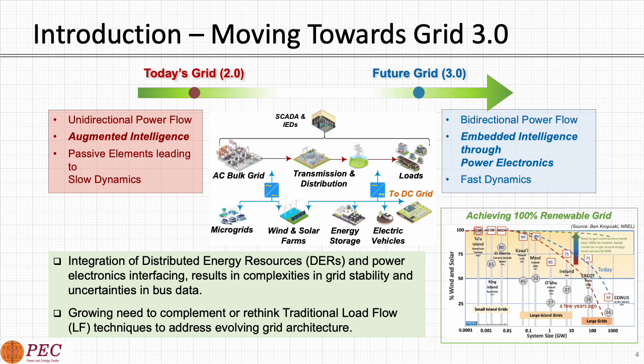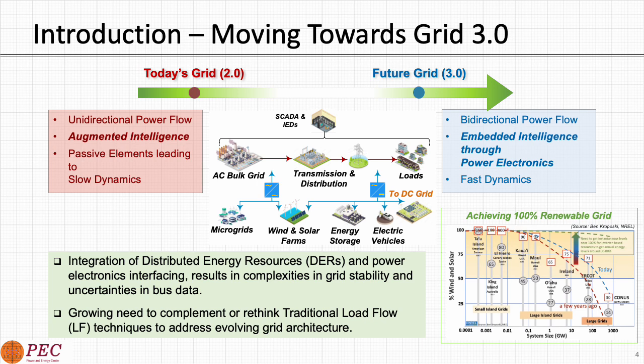As we move towards achieving 100% renewable grid, there is an exponential growth in the integration of distributed energy resources and power electronics interfacing that results in complexities in grid stability and uncertainties in bus data.